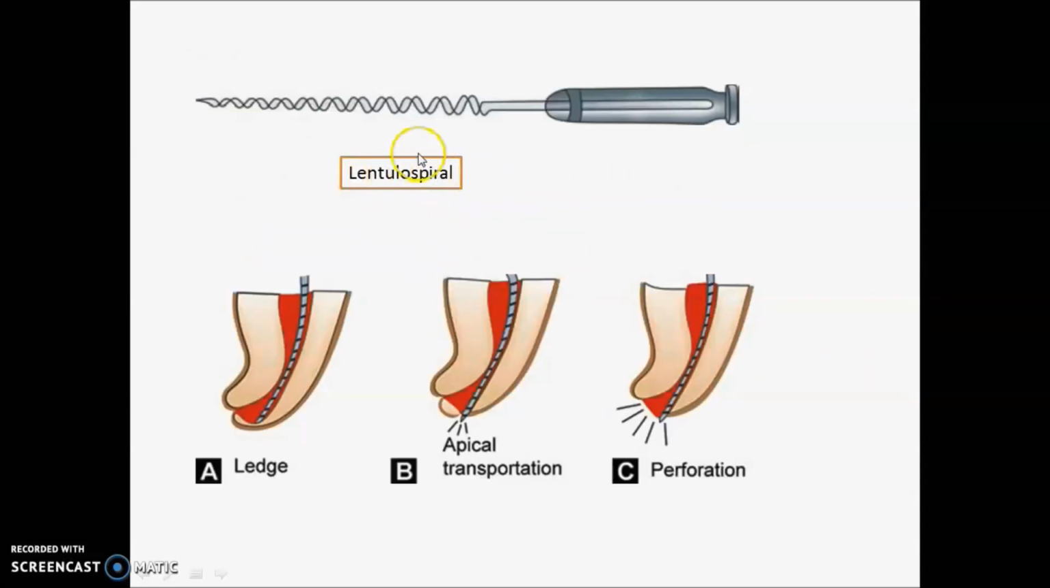Now let us see Lentulo spiral. It is one of the ideal instruments for placement of your root canal sealers. It is also used for primary teeth obturation. So please know this is your Lentulo spiral.